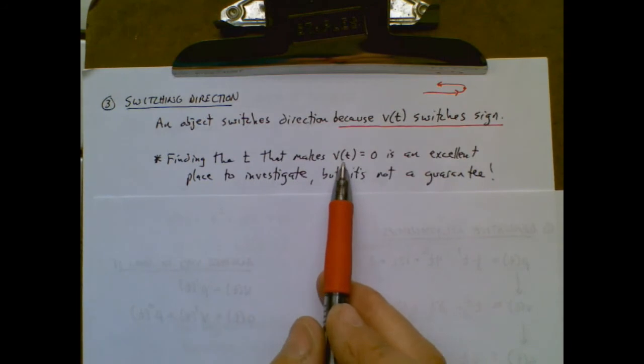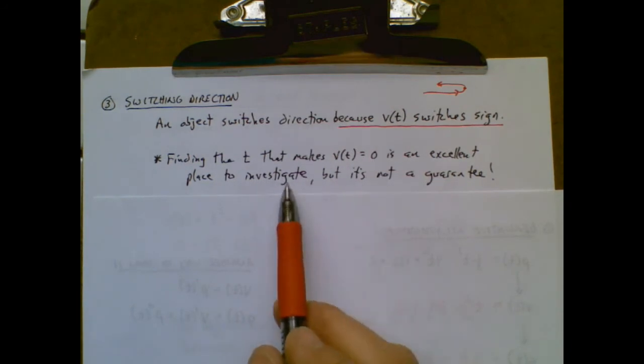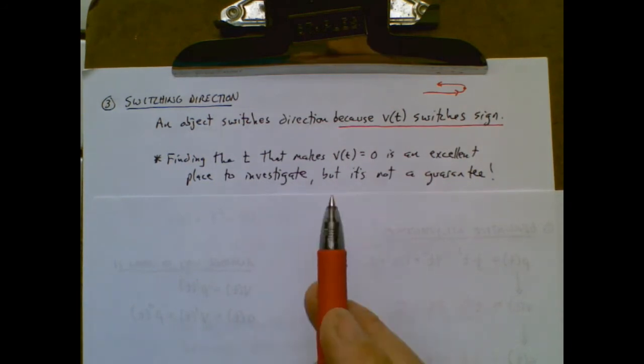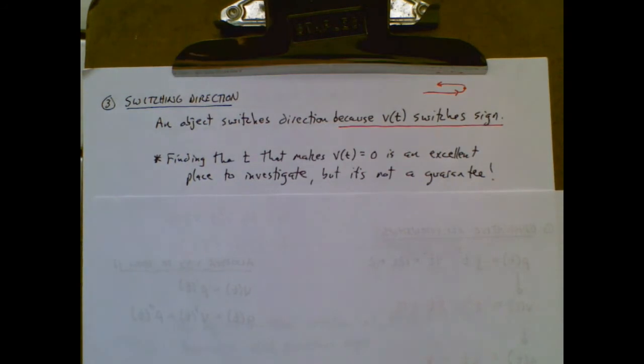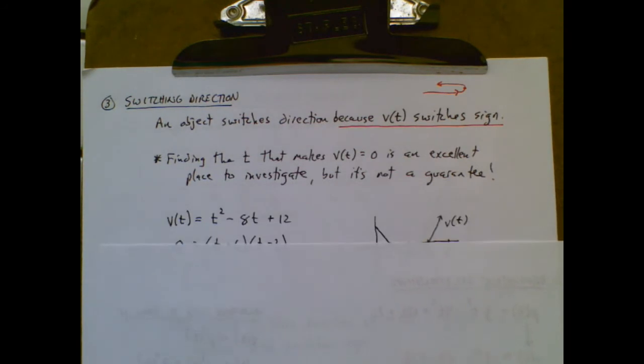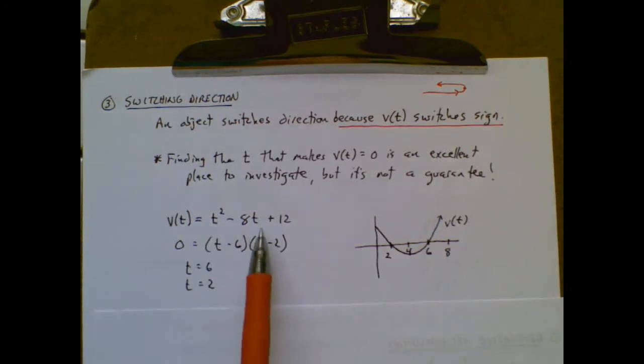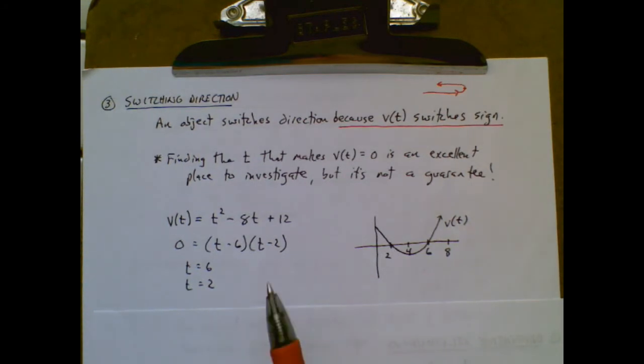Finding the time that velocity was equal to 0 is a great place to investigate, but it's not going to be a guarantee that the object switches direction, and I'll show you why here in a little bit. But let's continue on with this velocity function that we've been using. If I want to find out when it switches direction, the first thing that would be good to know is when does it equal 0.